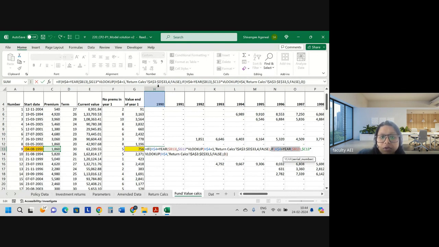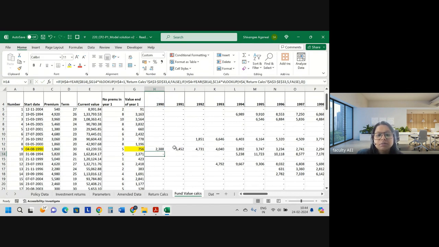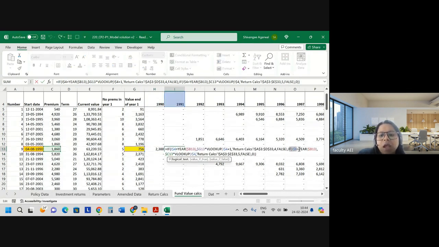If this year is greater than this year. Iska kya matlab hai? The policy is already existing at year 1990. Same, iske liye dekh lo na. To yahan pe ye condition hold true kar raha hai. 1991 is greater than 1990. To already existing hai. Matlab is case mein kya karenge?